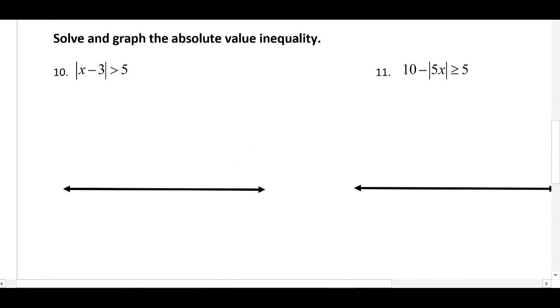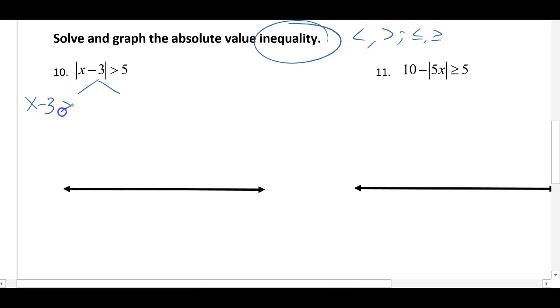Now here, these are inequalities. Inequality means we're going to have less than, greater than type signs, or less than or equal to, or greater than or equal to signs when you see inequality. So here, the absolute value of x minus 3 is greater than 5. Again, we solve this the same way like the last one. There are no numbers on the left or the right, so I can go ahead and split it.